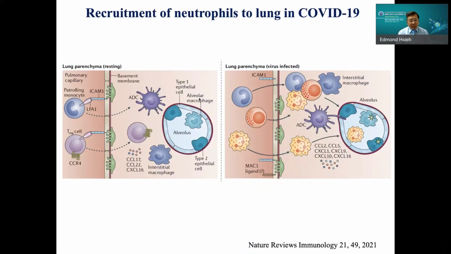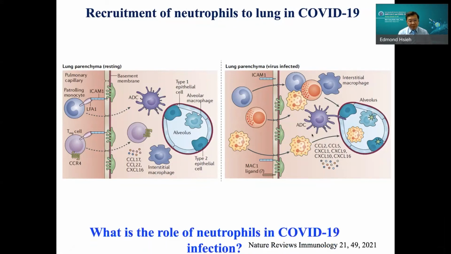So we move to another cell type, the neutrophil, because in acute viral infection, neutrophils are also recruited to the pulmonary space, and many people ignore the important role of the neutrophil. So what does the neutrophil do in the lung?